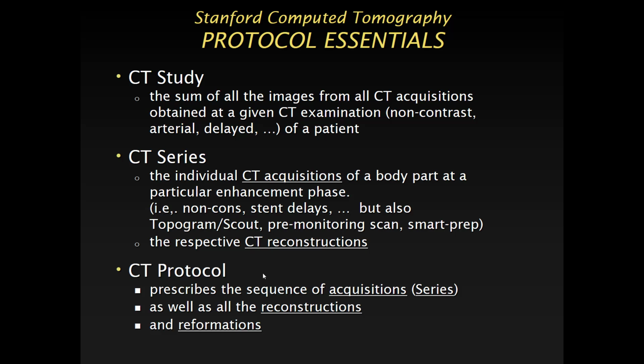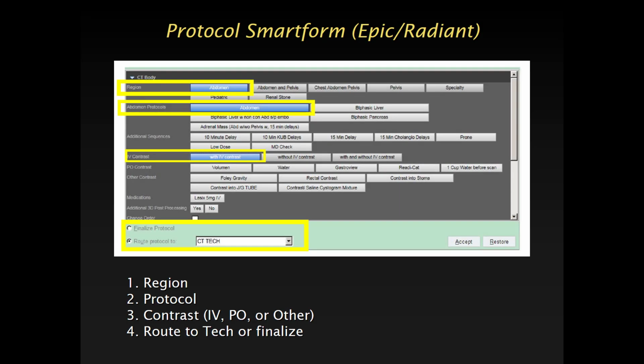The CT protocol essentially prescribes the sequence of acquisitions, which means all the series that are necessary to answer the clinical question. But it also includes the reconstructions. If you have some MPRs, coronals, and sagittals, it's also included in the CT protocol, as well as some reformations. And also, for each acquisition, you can have more reconstructions. So from one abdominal arterial phase, you can have thin sections and thick sections, etc. All of this is included in the CT protocol.